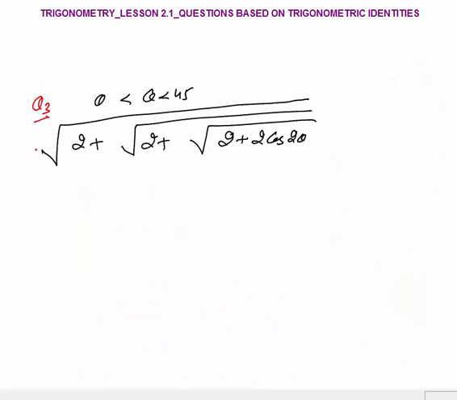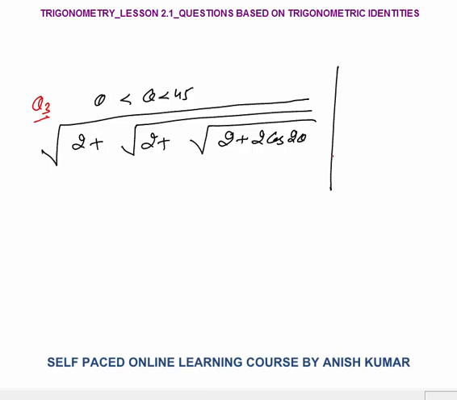Question 3: theta lies between 0 and 45. You need to find the value of this. Please try to solve it yourself by pausing the video, then look at the way I have solved. Now we know that cos 2 theta is equal to cos of theta plus theta, cos A cos B minus sin A sin B. You will get cos square theta minus sin square theta.